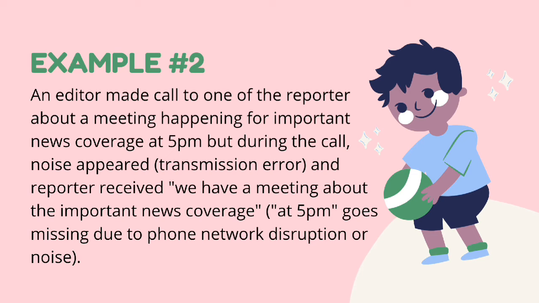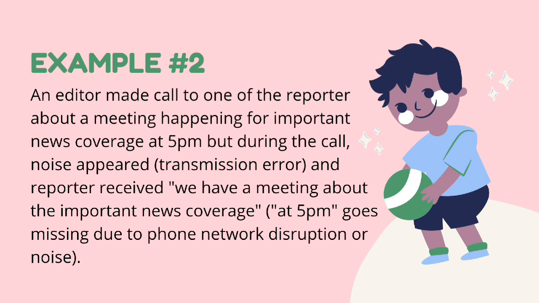Number 2. An editor made a call to one of the reporters about a meeting happening for important news coverage at 5 p.m. But during his call, noise appeared, and the reporter received, "We have a meeting about the important news coverage." The time, which is the 5 p.m., goes missing due to phone network disruption or noise.